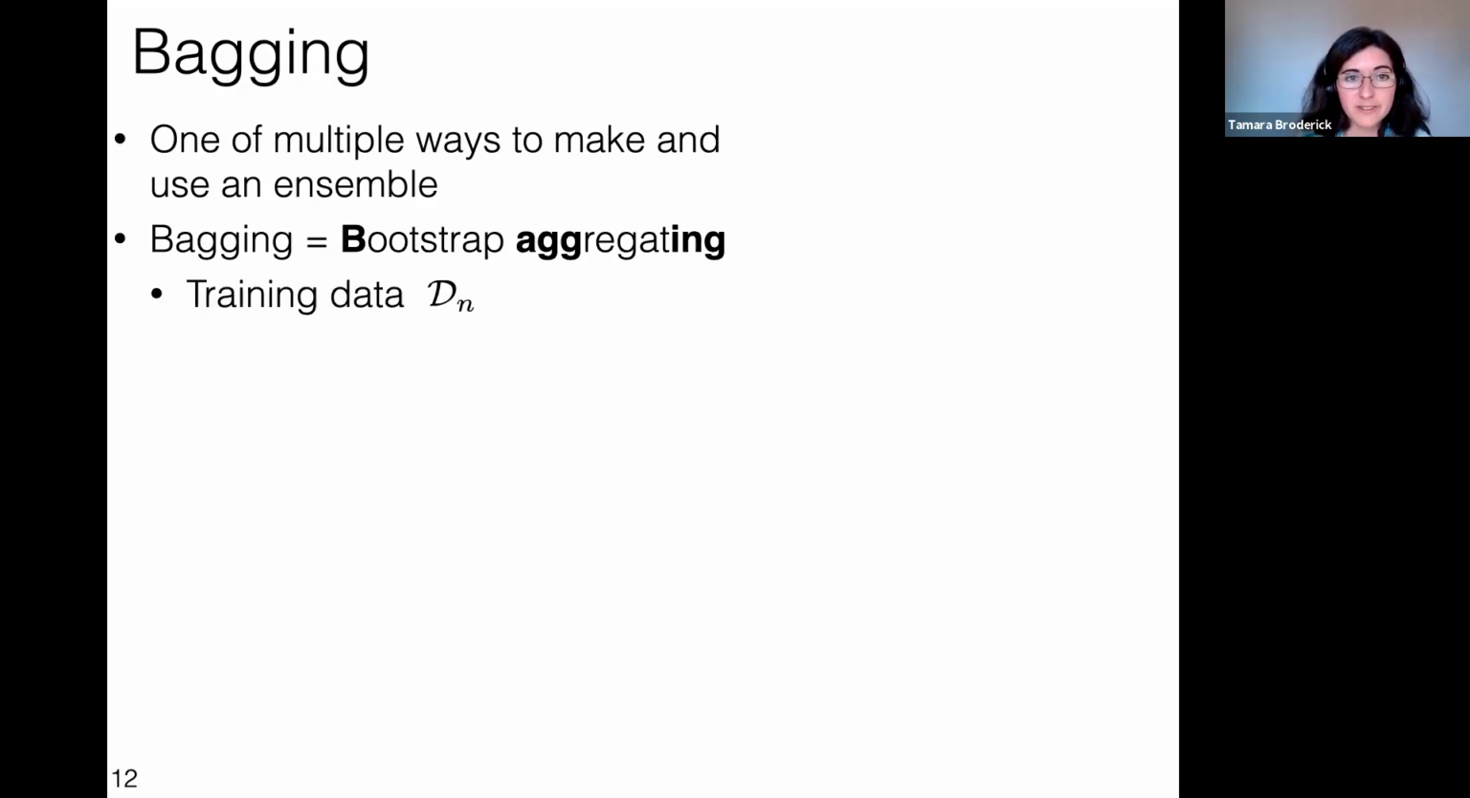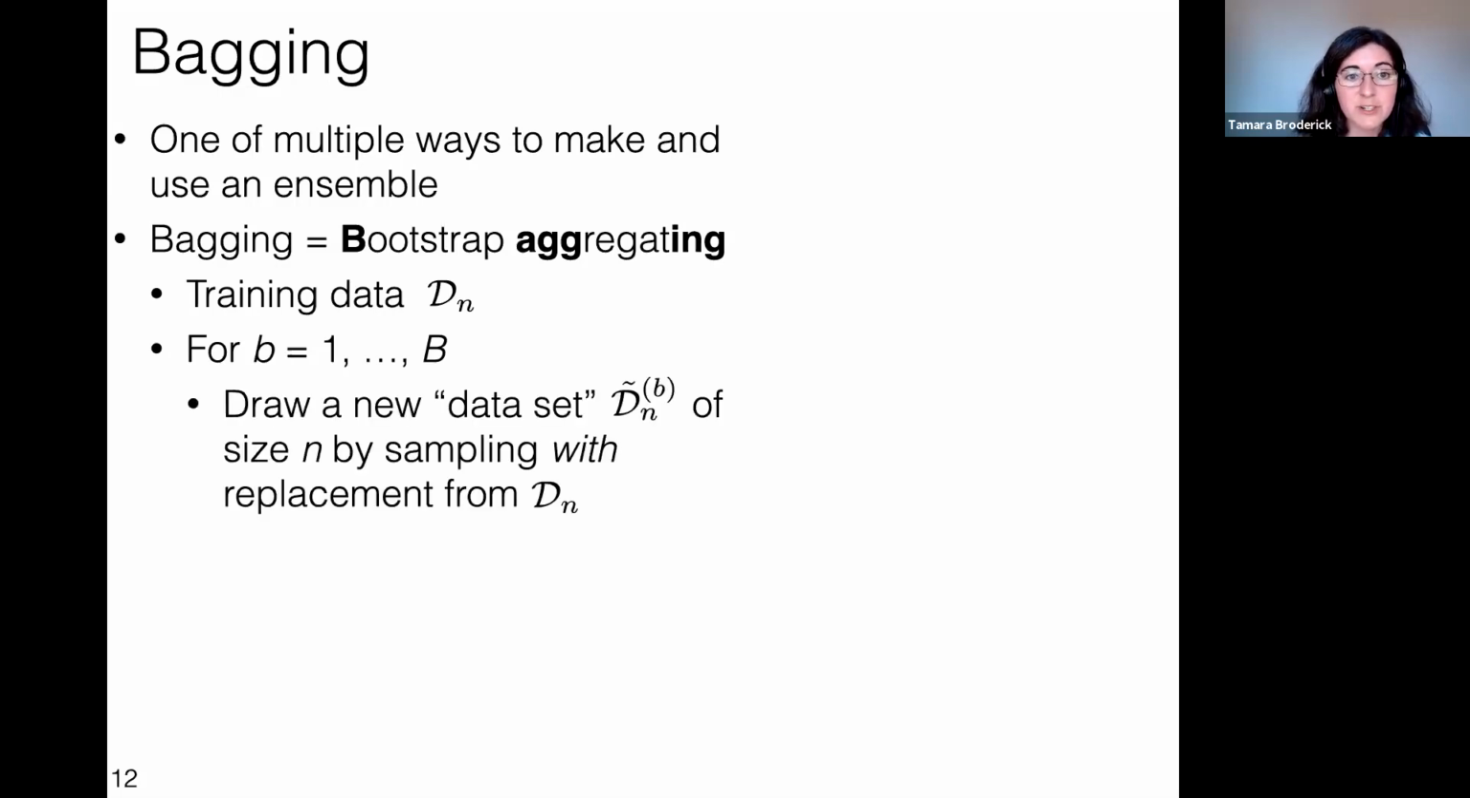Okay, so what we're going to do is take our training data, and we don't have to be doing trees right now. We could be doing just about anything. And we're going to create a bunch of fake data sets from our original data set. In particular, capital B fake data sets. And the way that we're going to make these fake data sets is for every little b, we're going to draw a new data set by sampling with replacement from our original data set.